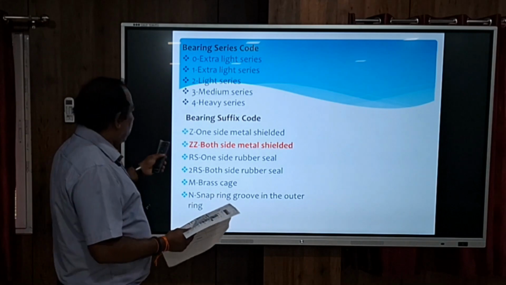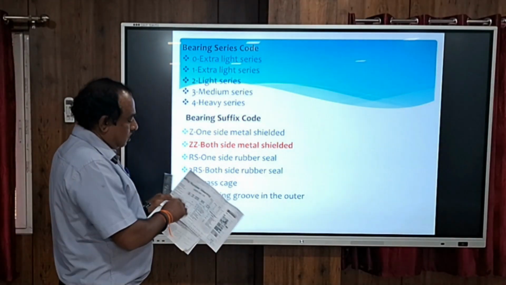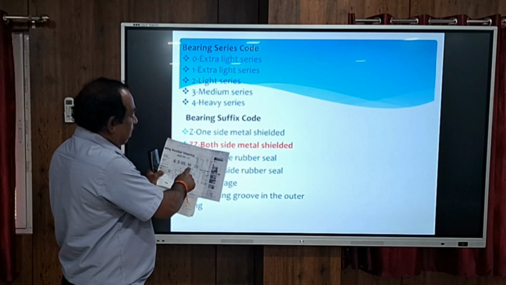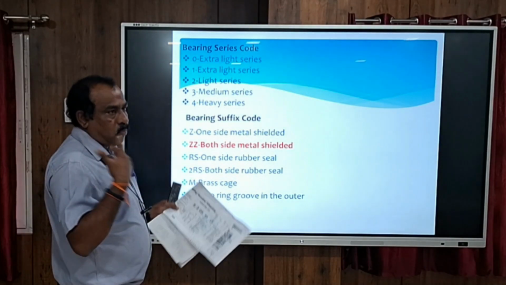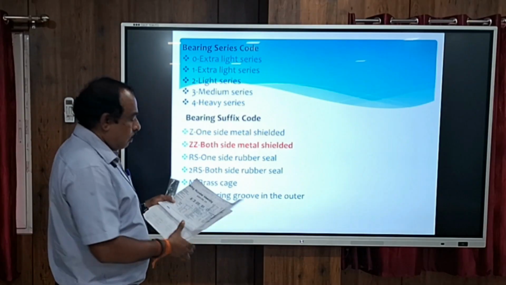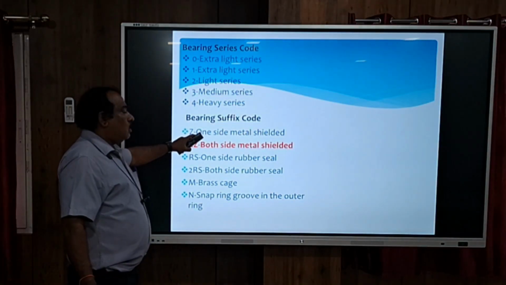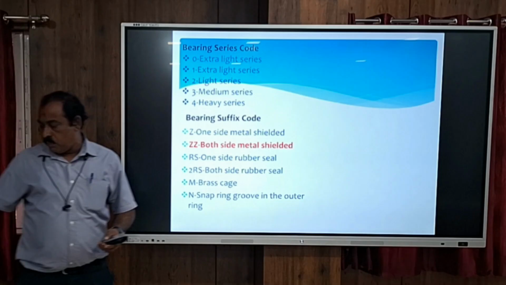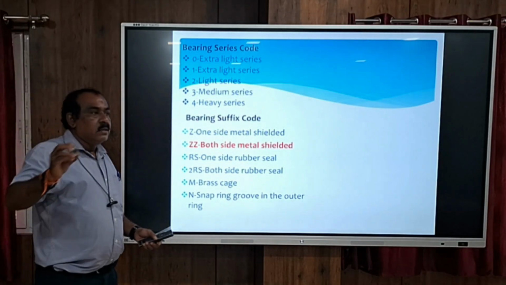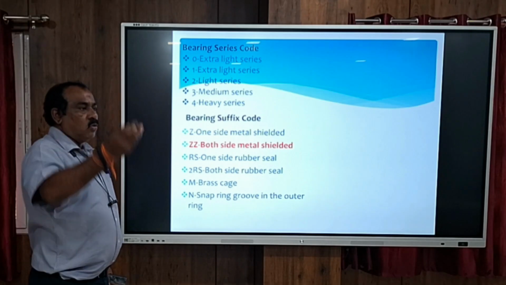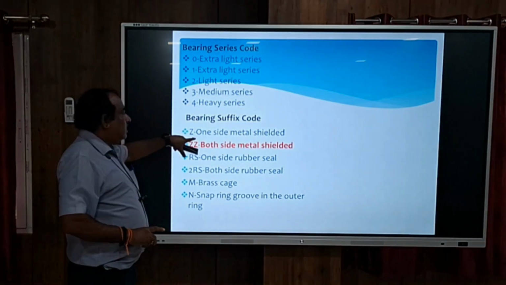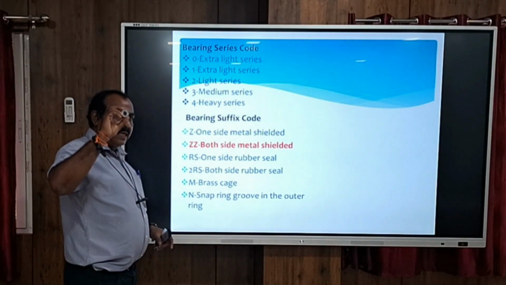Now comes the bearing suffix code. After the bearing number, one suffix code will be there. Suppose no code is there, it means you can use both types; greasing can be done. Suppose one Z is there. Suppose this is the bearing. One side it is shielded. Metal shield is there, so it is named Z.